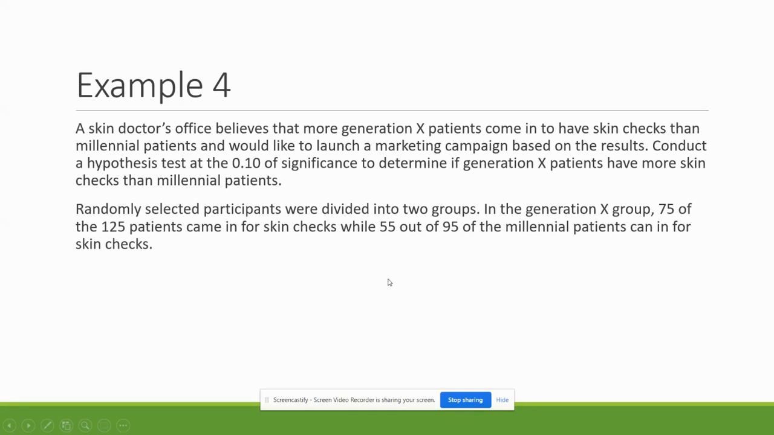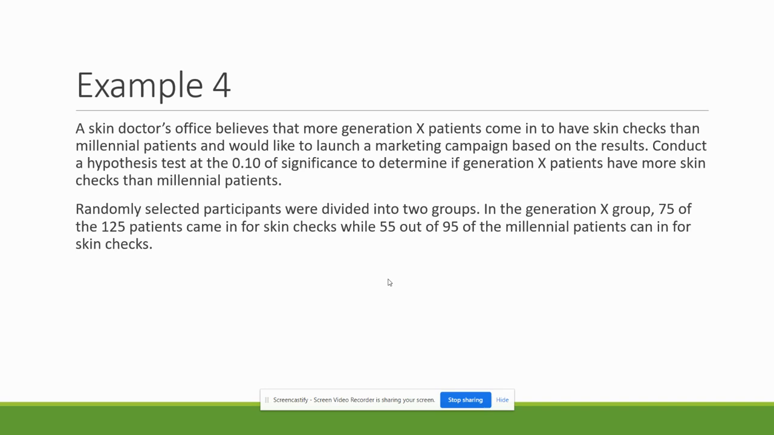So let's do our last example for two proportion test. A skin doctor's office believes that more Generation X patients come in to have skin checks than millennial patients and would like to launch a marketing campaign based on the results. Conduct a hypothesis test at the 0.10 level of significance to determine if Gen X patients have more skin checks than millennial patients. Randomly selected participants were divided into two groups.